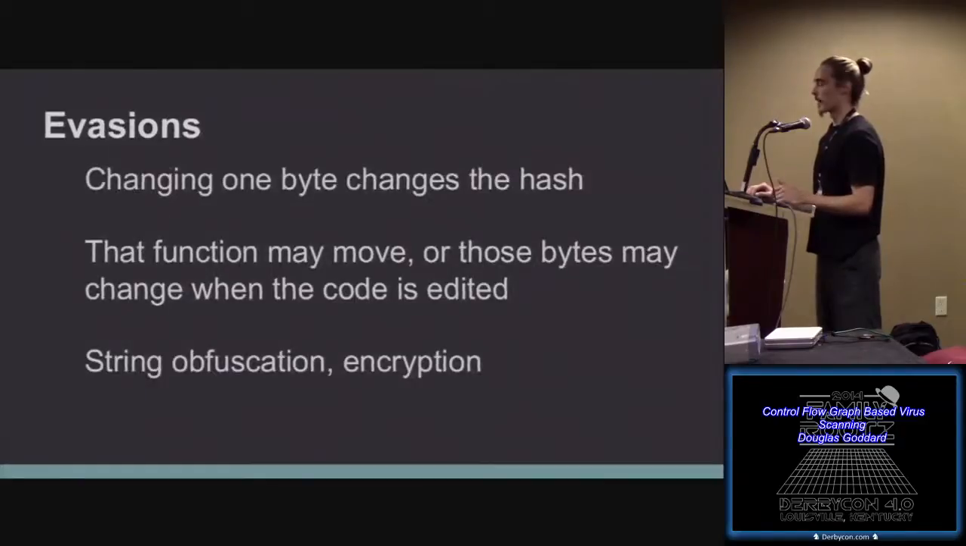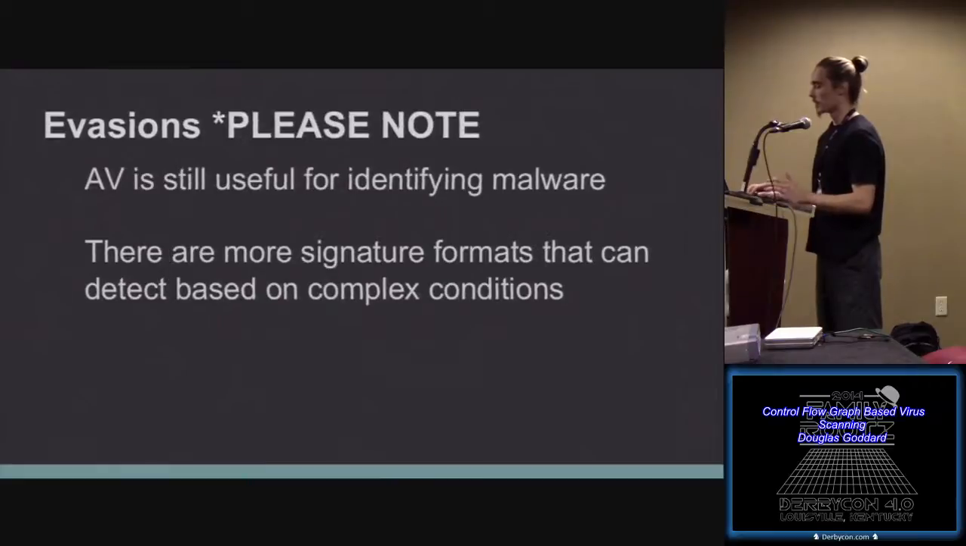There's evasions to that, though. You change 1 byte and you can change the hash of the file, and that signature is not going to detect anymore. The function may move, or you may add some code and those bytes may change. So there's also, if you write a signature based on a string, there's obfuscation and encryption that would easily get around a signature if you can see it. My malware researcher axe to grind, I'm not saying AV is useless. There are much more complex signature formats to use and much more complex ways to do detection, but that's the background.